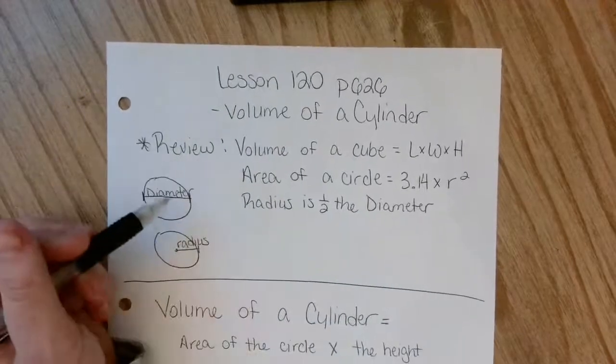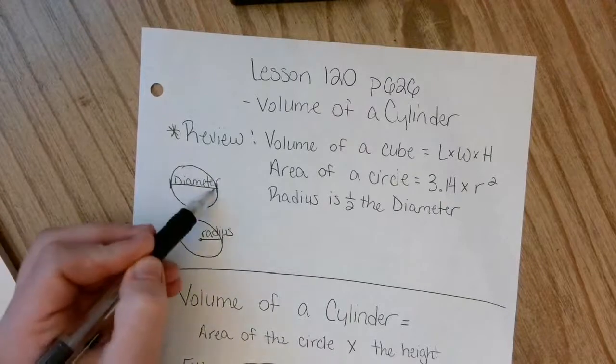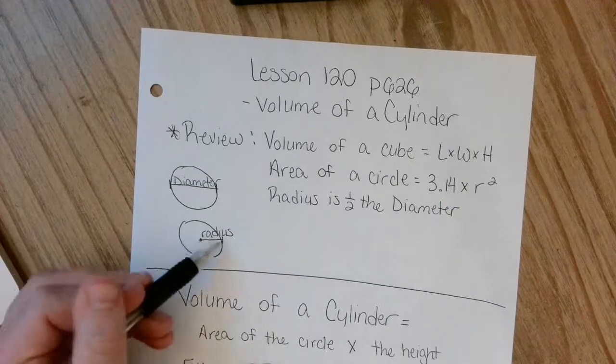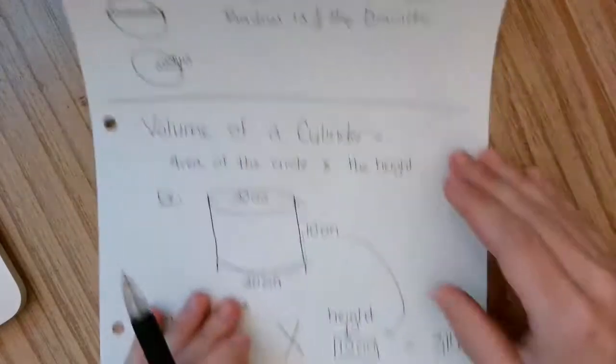And just as a reminder, the diameter is the full width of a circle. Radius is half the width of a circle. Okay, so let's do an example together.